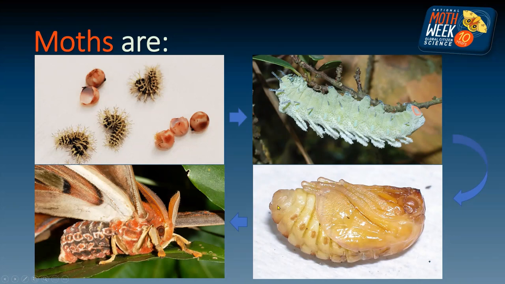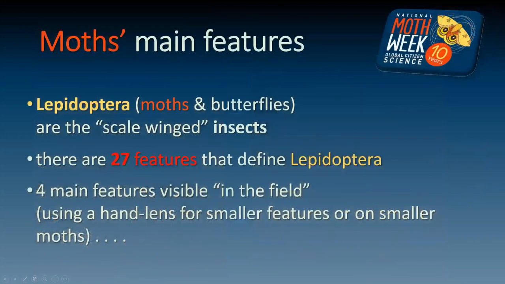Hemimetabolous insects, by the way, don't have the pupal phase. They go egg, nymph, rather than larva, and then straight to the adult. Okay, now, so much for where they come from. What is it that identifies moths as moths?